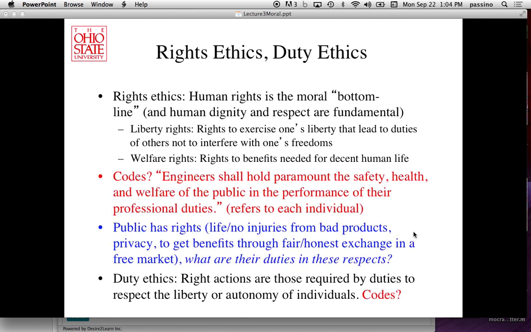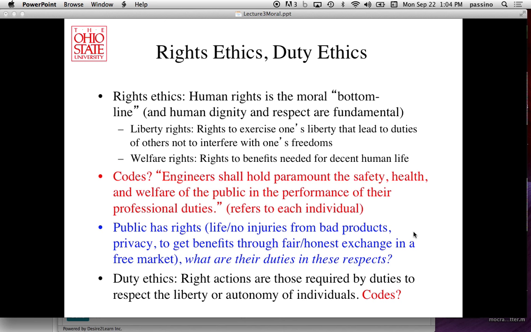Okay. Now, there's also the so-called rights ethics and duty ethics. In rights ethics, human rights is said to be the moral bottom line. That is, that human dignity and respect are fundamental. There's two classes of rights, and you hear politicians arguing about them all the time. There's the so-called liberty rights. Those are the rights to exercise one's liberty that lead to duties of others not to interfere with one's freedom. Or there's welfare rights, where you have rights to benefits needed for a decent human life.